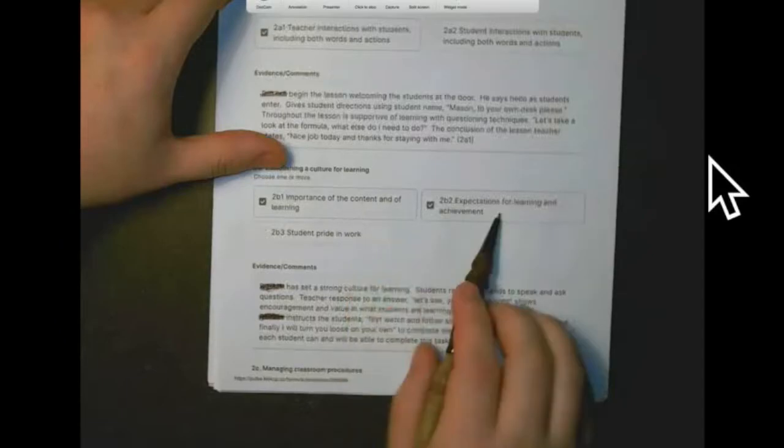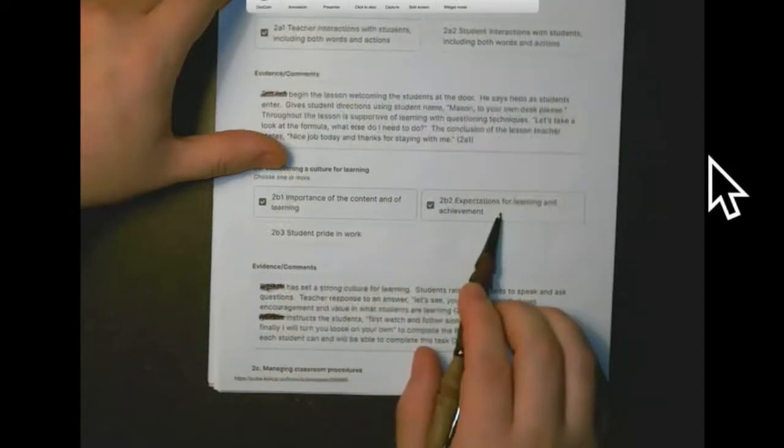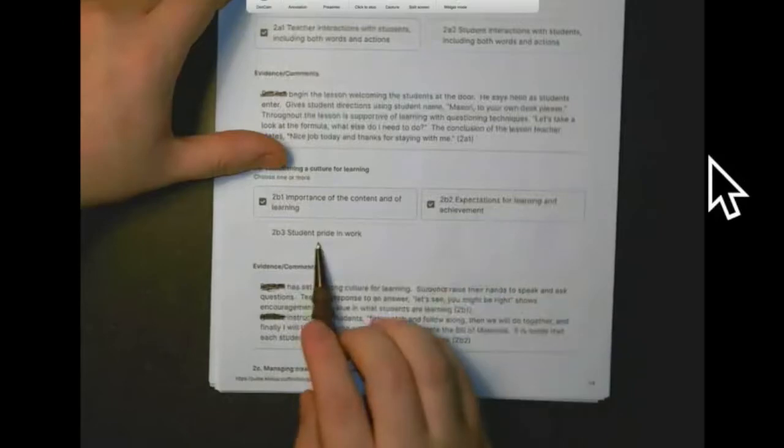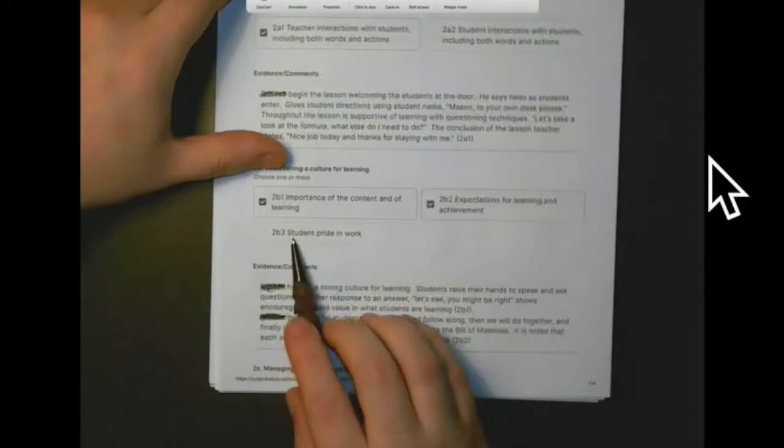I've also set my expectations for learning and achievement. Boom. Okay. I do set a lot of room to help the kids have pride in what they do. However, for this lesson, there wasn't a way for them to really show that to the evaluator, so that's why I could not get a check mark for that.